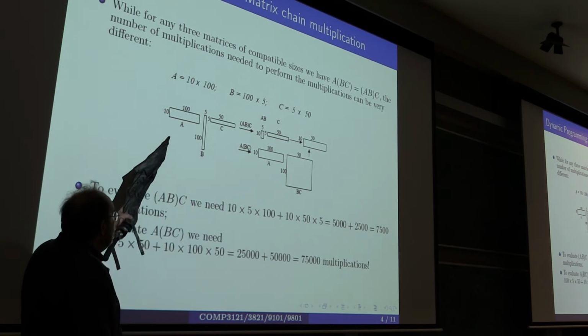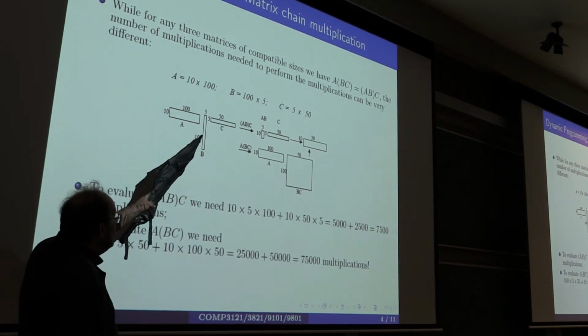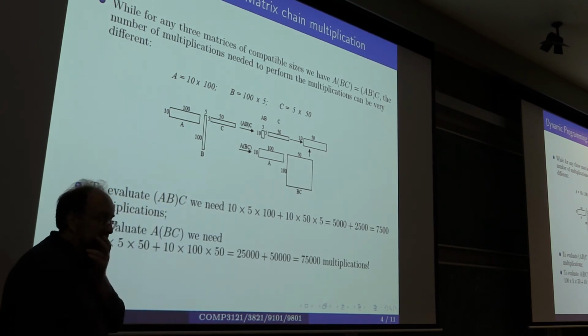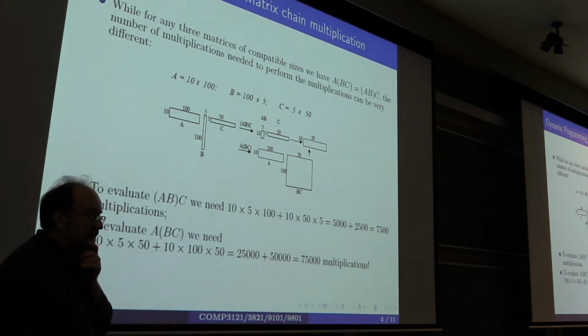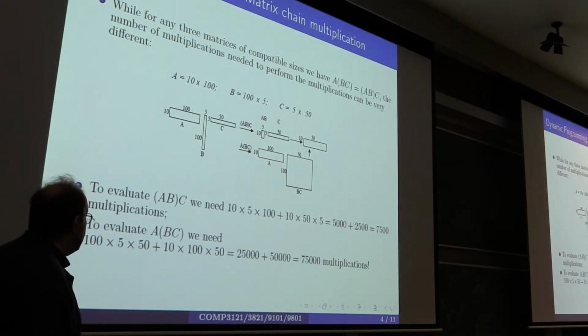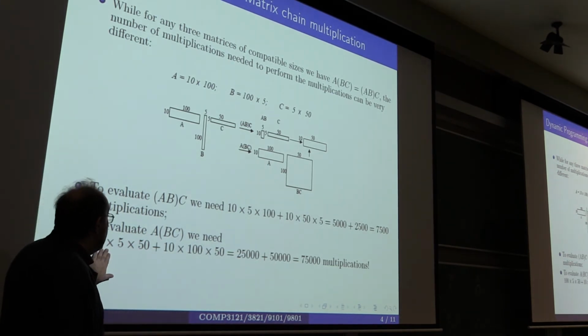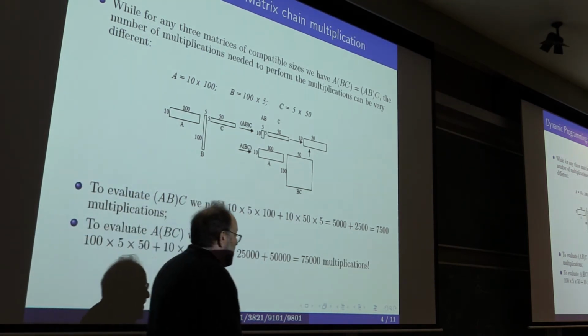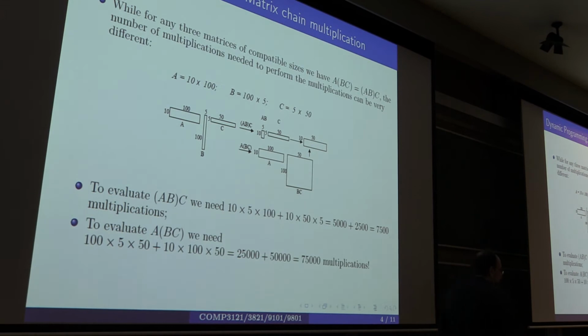than what you would have to do if you did it first multiplying A, B, and then C. Okay? Yes, any questions? So, while the product is numerically exactly the same, the sum total of how many multiplications you have to do can be vastly different.